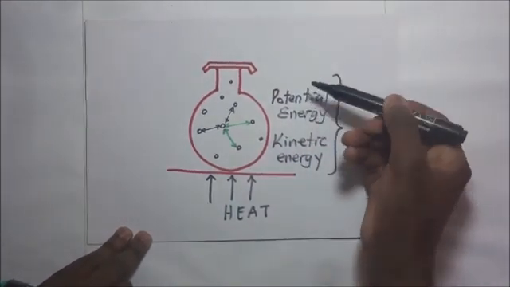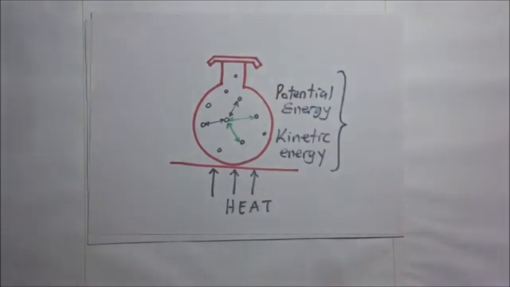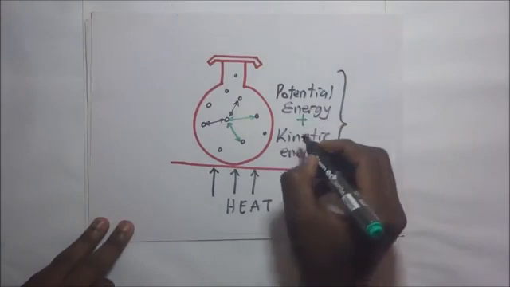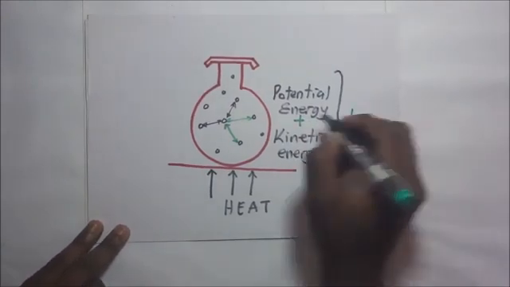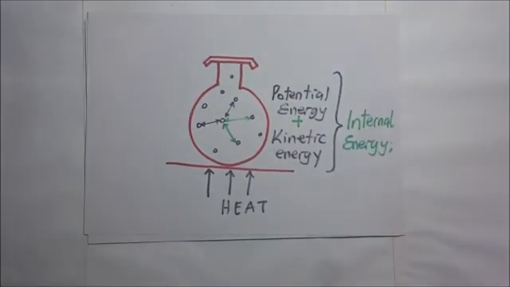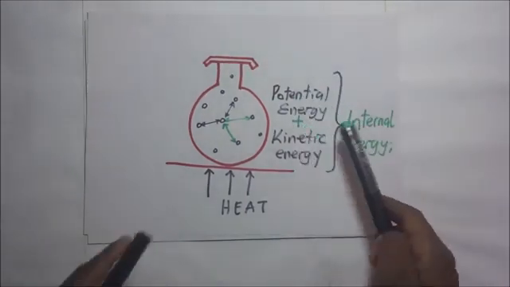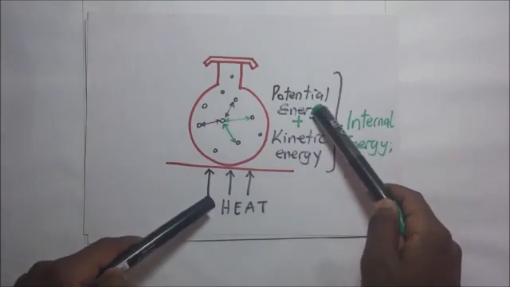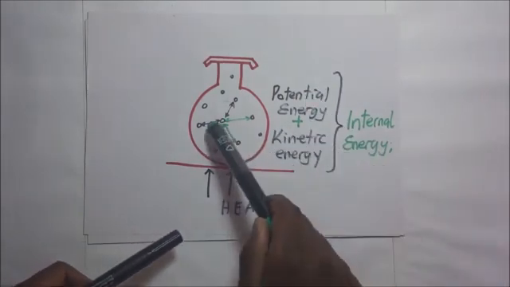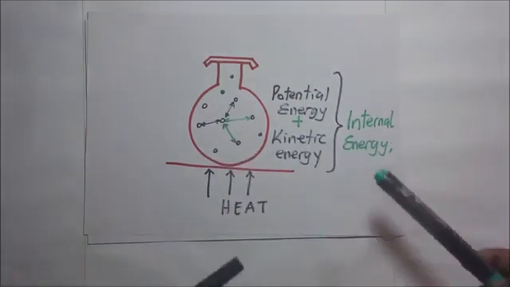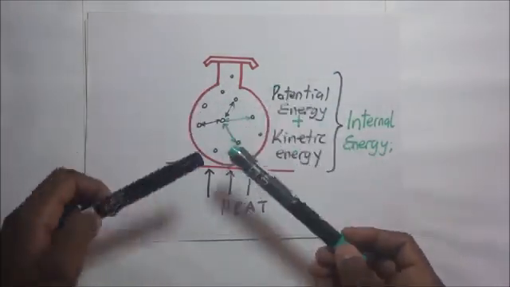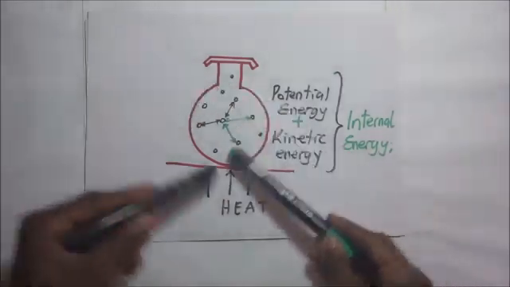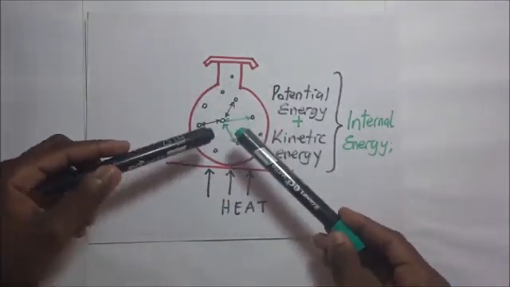Now, the summation of the potential energy and the kinetic energy is what gives us the internal energy of this gas. So in other words, the internal energy of this gas is simply the summation of the potential energy and the kinetic energy of the particles of this gas. So we shall be referring to the internal energy of this gas, or we may call it the system. Now, when I say system, I mean this. The gas itself is what we're calling the system.